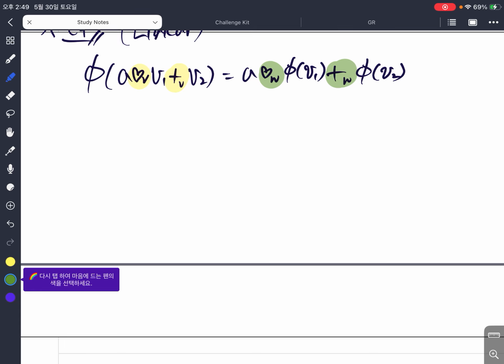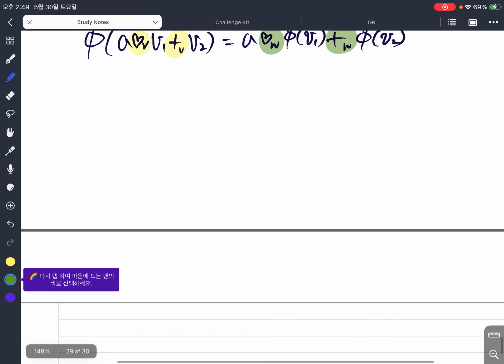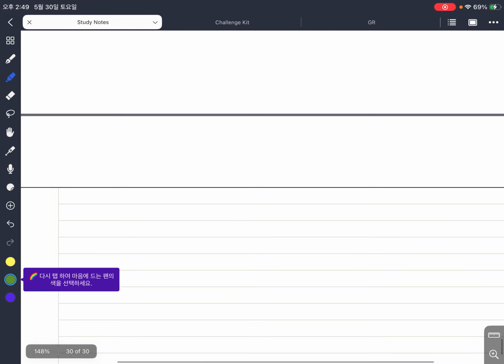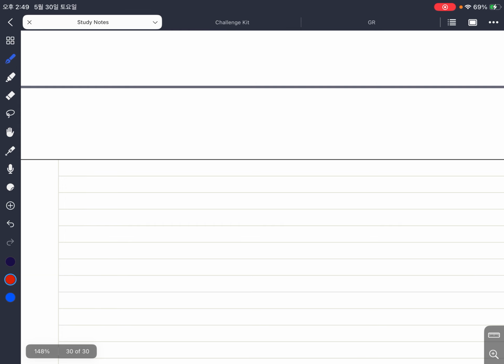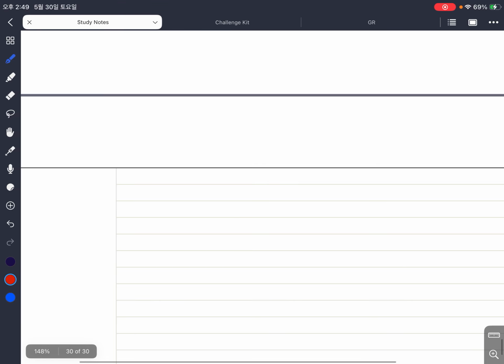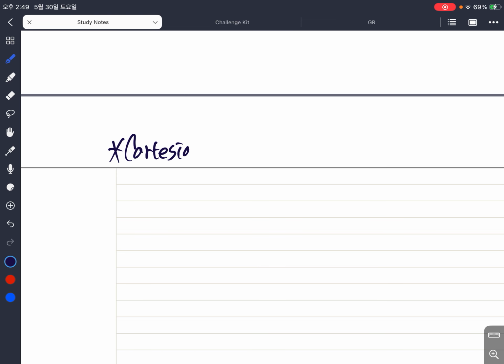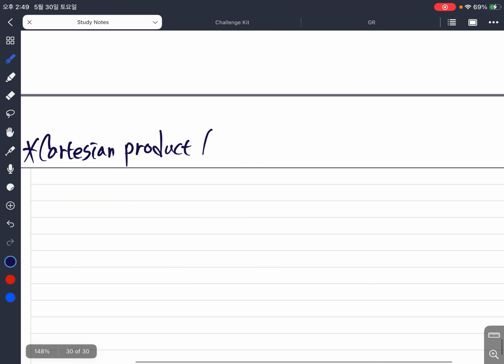Now we can do some other thing, a different thing. It is a side topic, the Cartesian product. So now I want to talk about the Cartesian product of vector spaces.